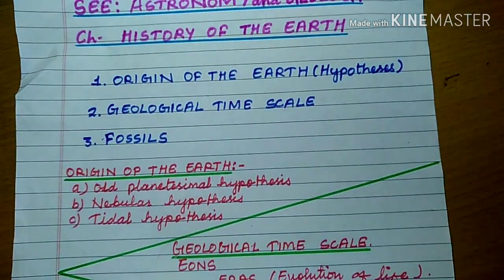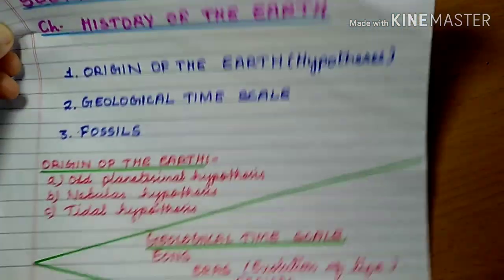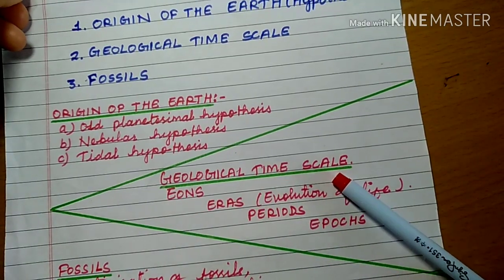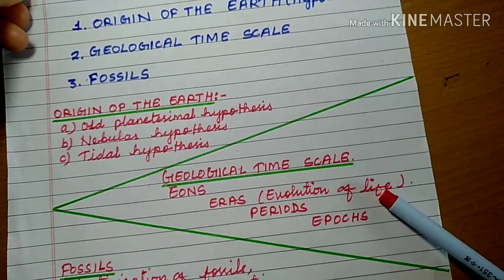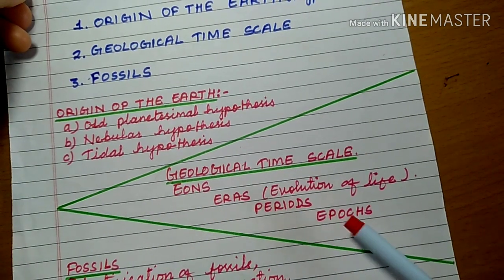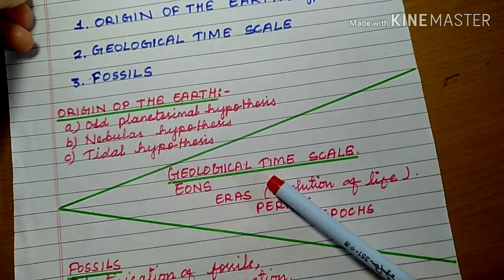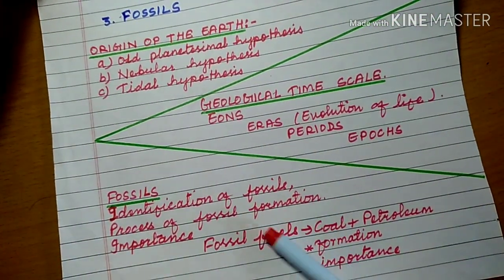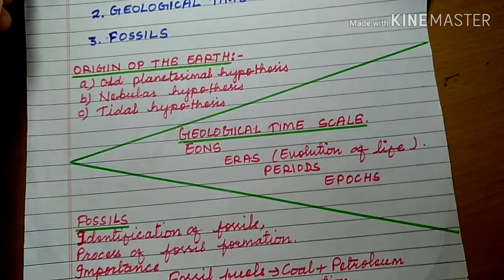Here you can see origin of the earth, how earth started, or the solar system on the whole. Then geological time scale. In geological time scale, evolution of life is the main part, and here you will study about eons, eras, periods, epochs also. These are time blocks within geological time scale. Okay, and the fossils. In fossils, we are going to study about these topics.